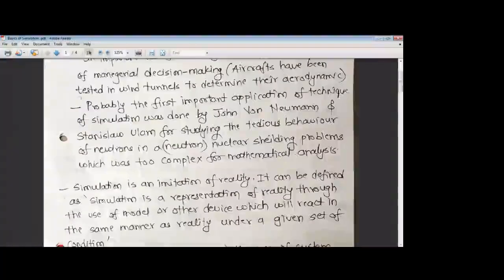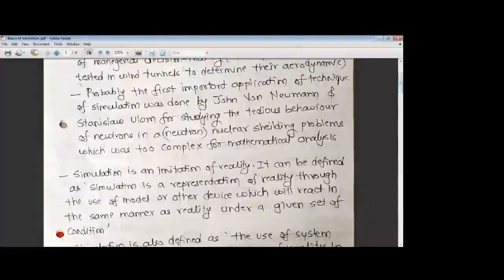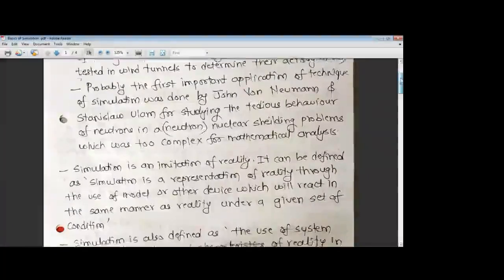Up till their study, people were using complex mathematical analysis, right? And these two researchers found that instead of doing all this complex mathematical analysis, why not go for the simulation technique? And this happens to be the first important application that these two researchers did, and it was properly documented, right?